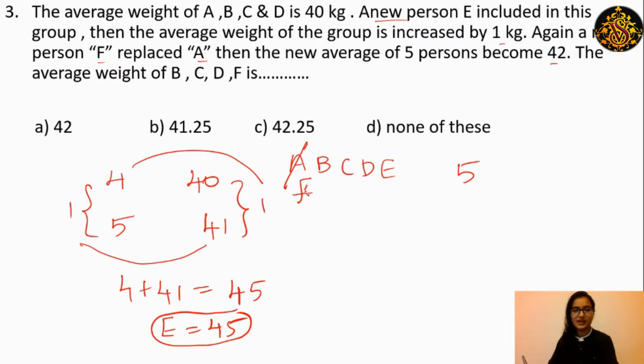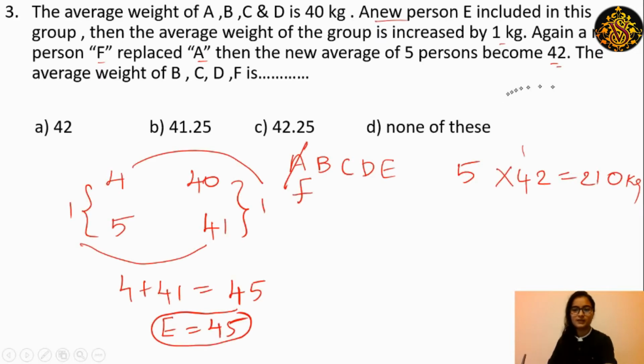In the place of A, F is replaced, and so the new average becomes 42. Yeah, the new average becomes 42. So 5 times 42 is 210 kg. Okay, so the new person F is replaced. So we get for 5 persons 210 kg.